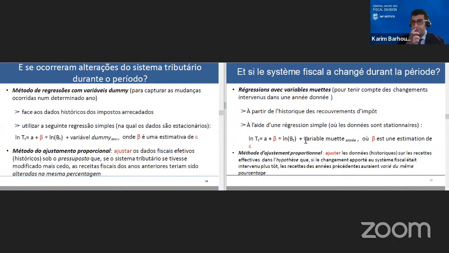So let me repeat this. Let's say we know that some change happened to the tax system earlier. If this happened earlier, we make the assumption that previous years' revenue would also have changed by the same percentage. In that way we can calculate, modify and adjust your tax revenue using the proportional adjustment approach. And this will help us distinguish between buoyancy and elasticity.